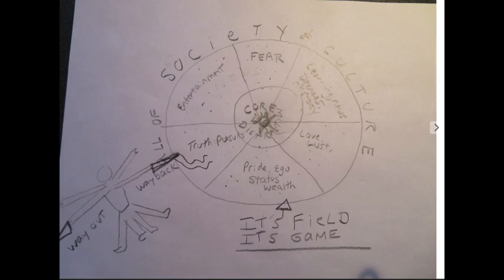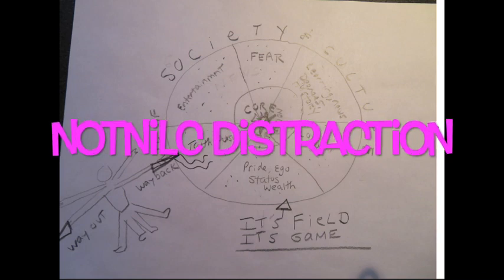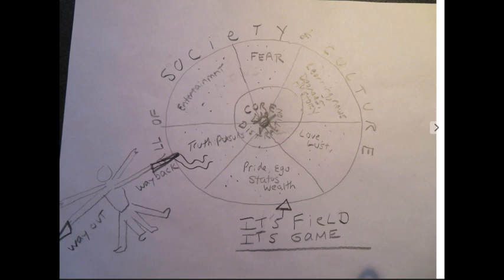Hey guys, it's Matt. This is the fourth attempt at a reality diagram, but they're all completely different. This one is specific to Not Nilk distraction tactics that combines the Vitruvian man with the way out and the way in. And I understand this image is offensive.